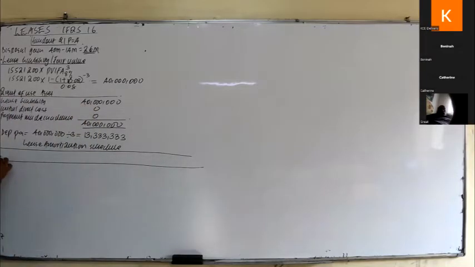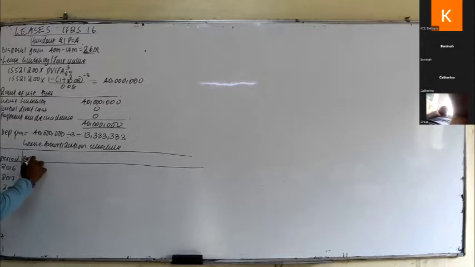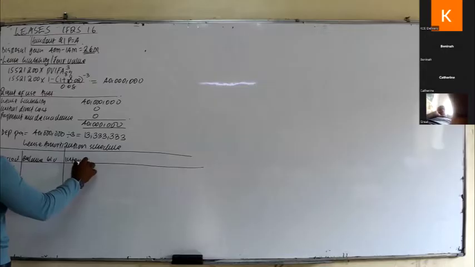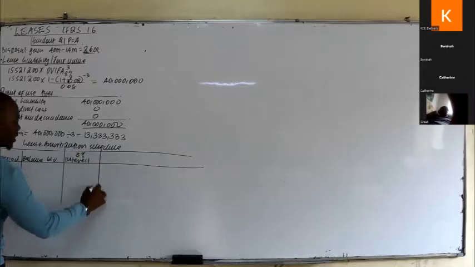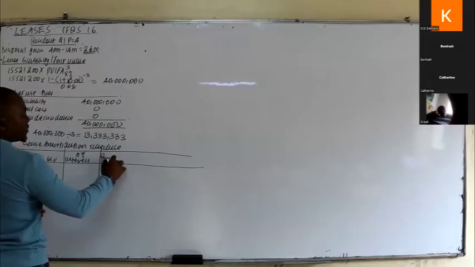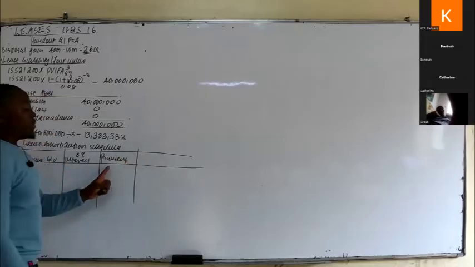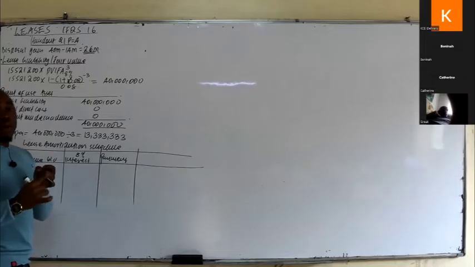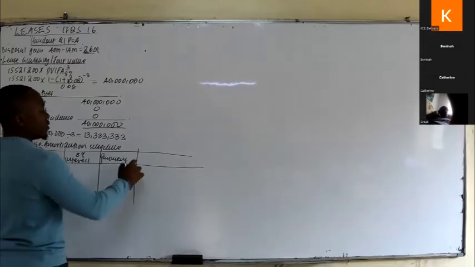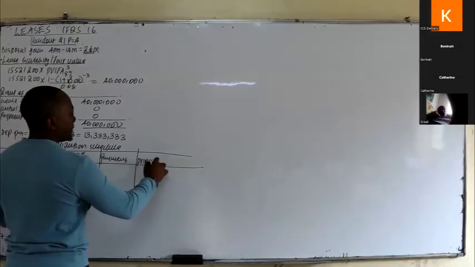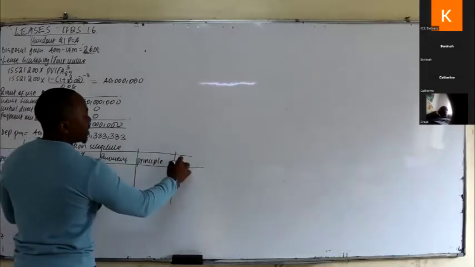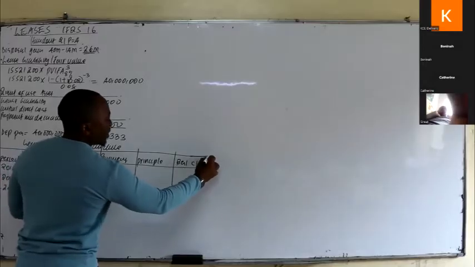Lease amortization schedule: you have the period, which is 2016, 2017, 2018, for 3 years. And then we have the balance brought down, interest at the rate of 8%, then there are payments. Now the payment comprises 2 elements: number one is the principal, the other one is the interest. So we need to determine the principal, and then you get the balance carried down.